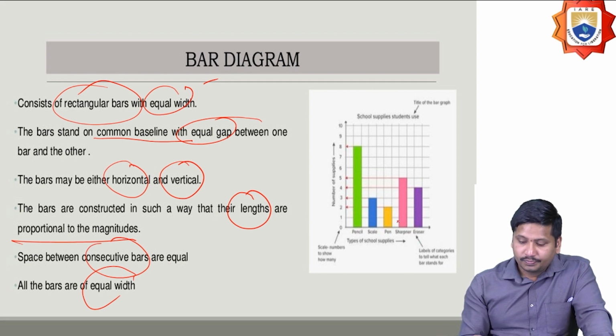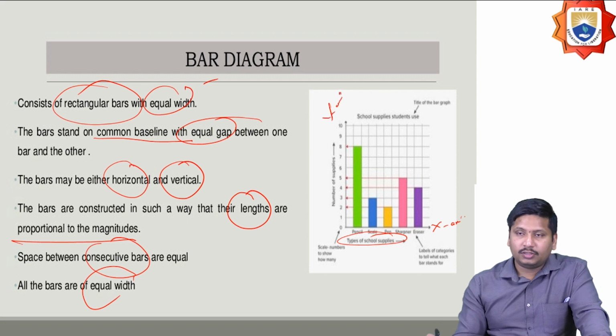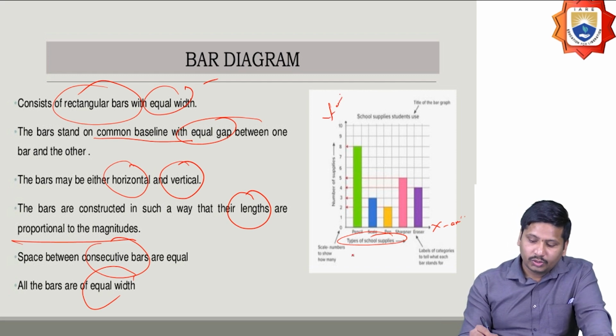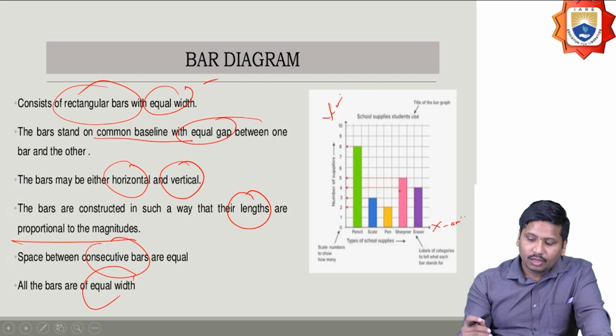See the example here. I'm taking the type of school supplies on the x-axis, and the number of students on the y-axis. I would like to know how many people use a pencil, how many use a scale, and how many use a pen, sharpener, and eraser. I would like to know it. So by seeing this, this is the bar I have drawn.